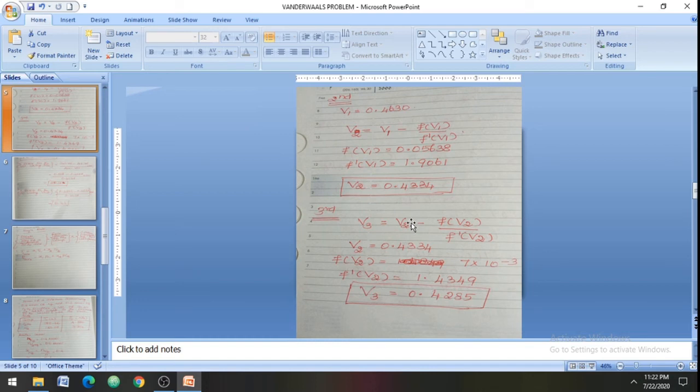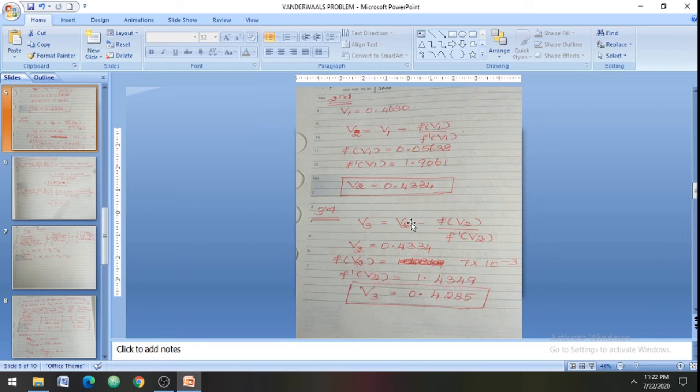Now compare V1 and V2. V1 is 0.46, the first iteration. The second iteration is 0.43. So these are not equal. One is 0.46, another one 0.43. So go to the next iteration. Suppose these two values are equal, you stop the iteration.